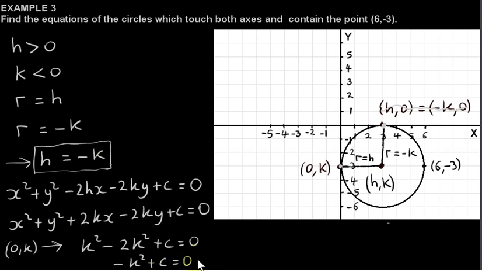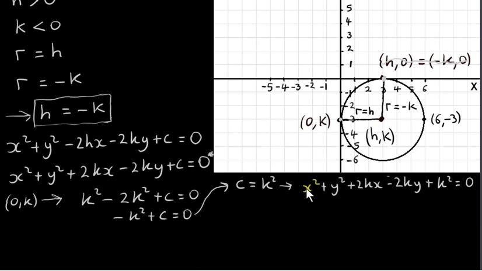So now let's look at this equation here. Rearranging, we see that c equals k squared. What we can do is go back to this equation here and replace c with k squared. So now this is what we get. Finally, we can use the fact that 6, minus 3 is on the circle. So the only unknown that will appear in this equation after we plug in 6, minus 3 will be k. h is gone, c is gone.